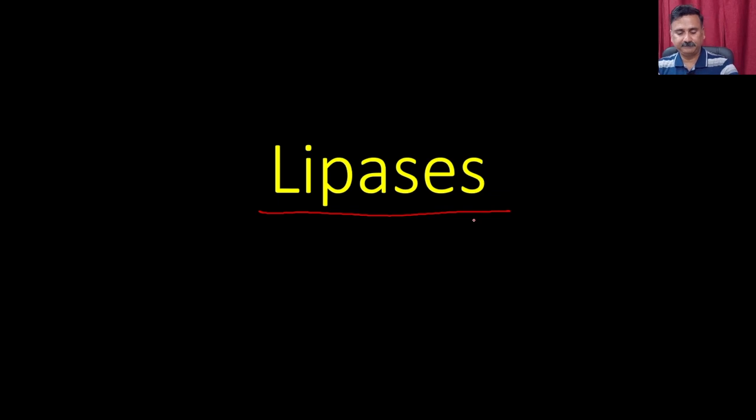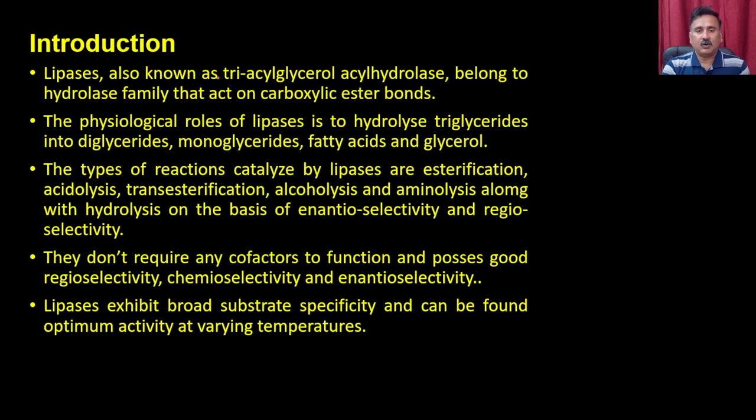Now let's move on to the next enzyme, and the next enzyme is lipases. Lipases are also known as triacylglycerol acyl hydrolase, belonging to the hydrolase family, which act on carboxylic acid ester bonds. The physiological role of lipase is to hydrolyze triglycerides into diglycerides, monoglycerides, fatty acid, and glycerol. The types of reactions catalyzed by lipases are esterification, acidolysis, transesterification, alcoholysis, and aminolysis, along with hydrolysis, on the basis of enantioselectivity and regioselectivity.